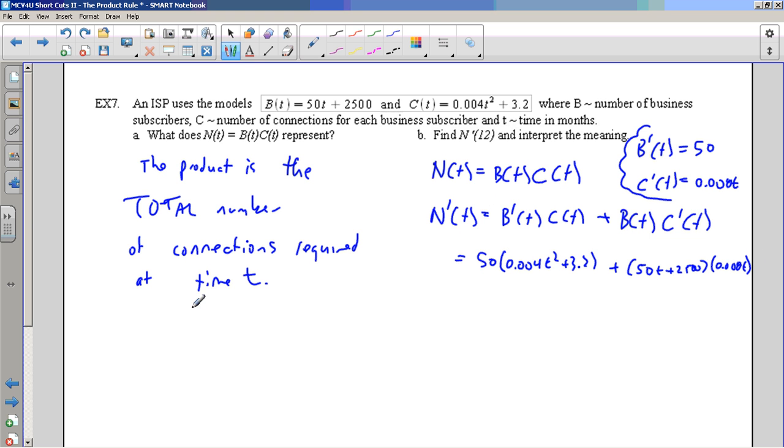So what this shows, by the way, is the change in the number of connections that the internet service provider needs. And it's based not just on the change in businesses, it's the interplay between the two. Maybe the number of businesses is changing, going up by 50 businesses a month. But each of those businesses requires that many connections. Or also each business is requiring more connections, and that rate of change depends on the number of businesses, right?